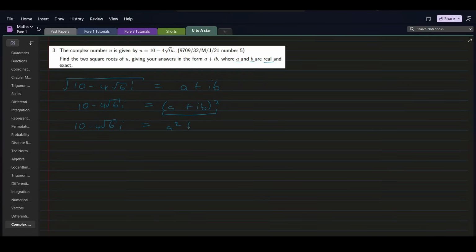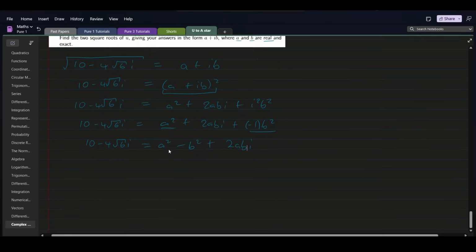Now let's expand this bracket. That is a squared plus 2abi plus i squared b squared. So this is 10 minus 4 root 6i is equal to a squared plus 2abi plus, we know that i squared is the same as -1, so -1b squared. So we can write this as 10 minus 4 root 6i is equal to a squared minus b squared, that's a b, not a 6, plus 2abi.